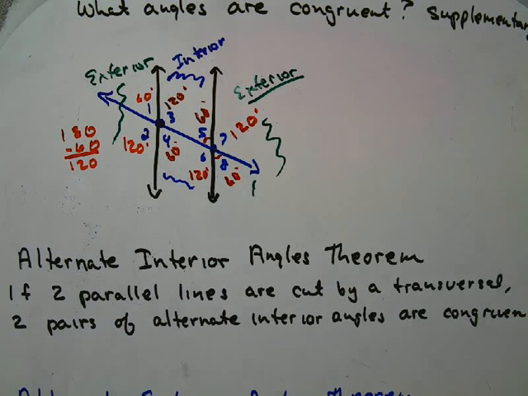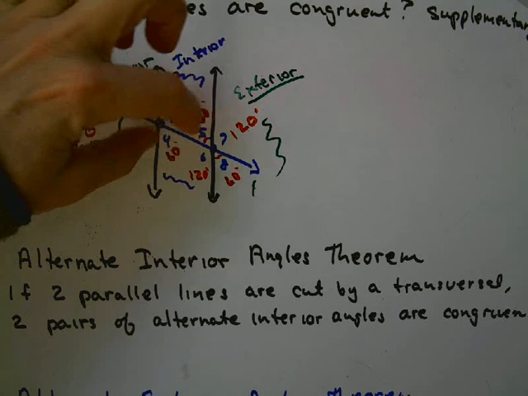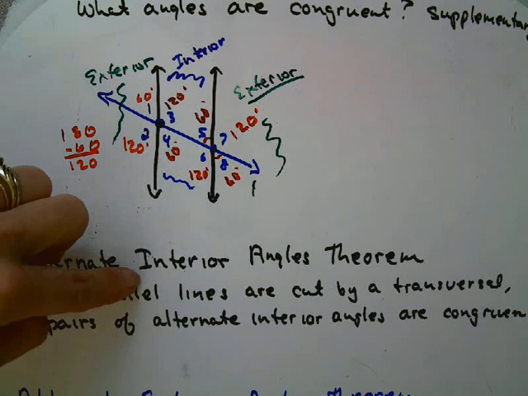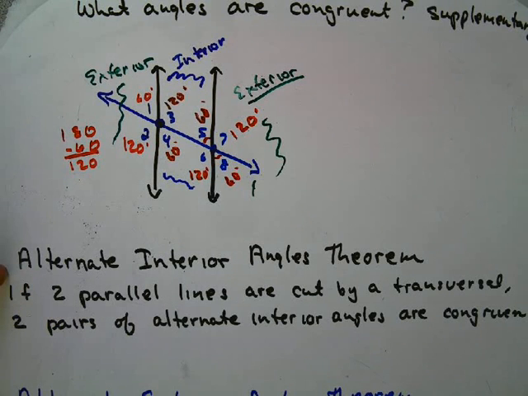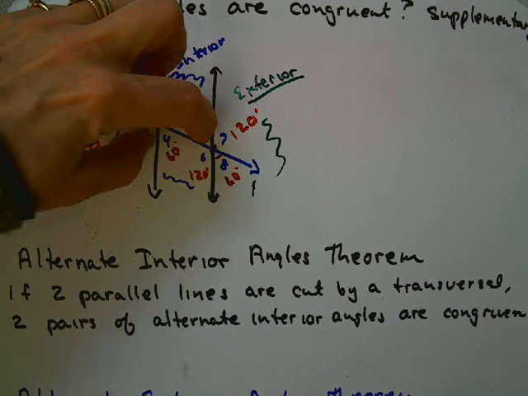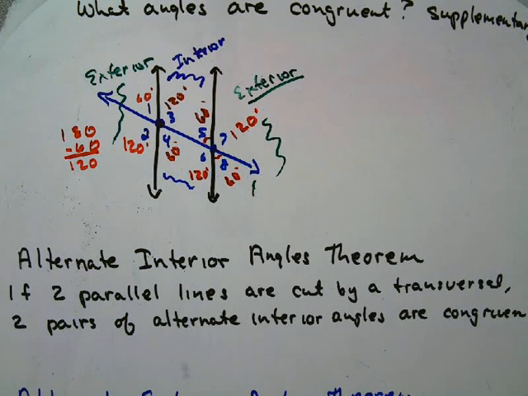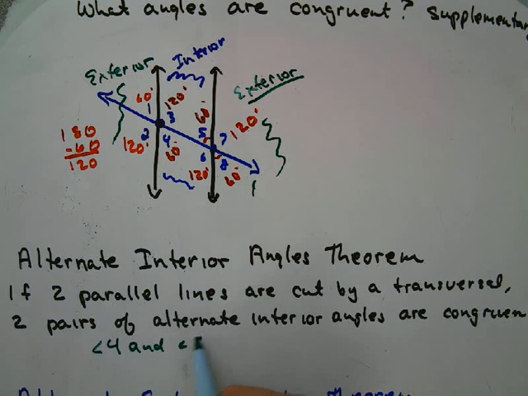So the alternate interior angle theorem, alternate means they're on opposite sides of the transversal. Alternate, opposite. So 4 and 5, interior, inside the parallel lines, alternate, opposite sides of the transversal. 4 and 5, 3 and 6. So alternate interior angles are angles 4 and 5 and angles 3 and 6.